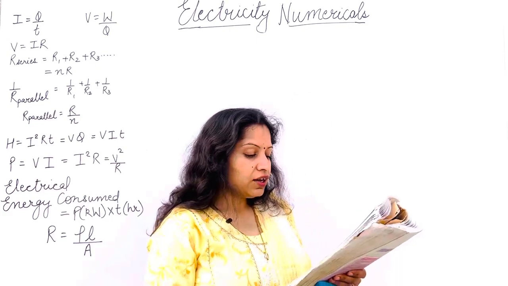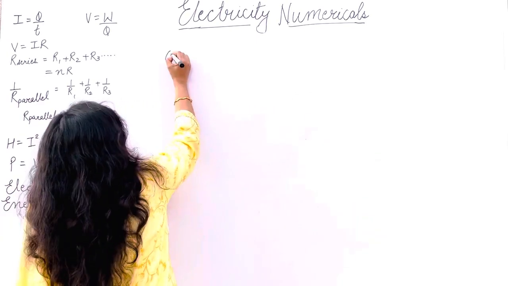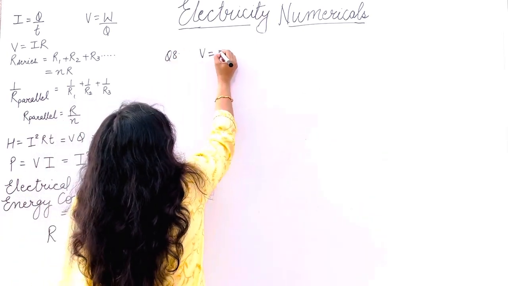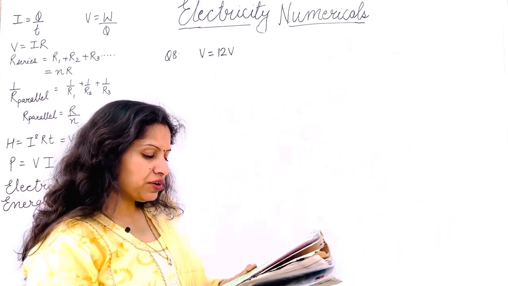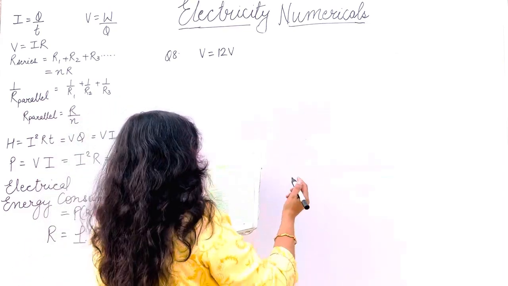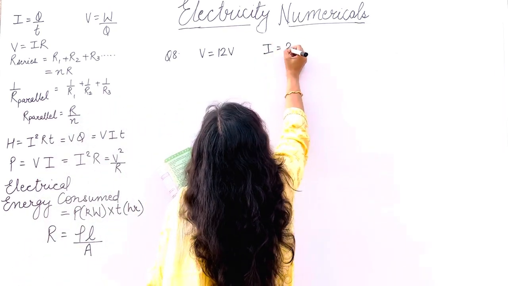Next, question number 8. When a 12-volt battery, so the potential difference is 12 volts, is connected across an unknown resistor, there is a current of 2.5 milliampere.